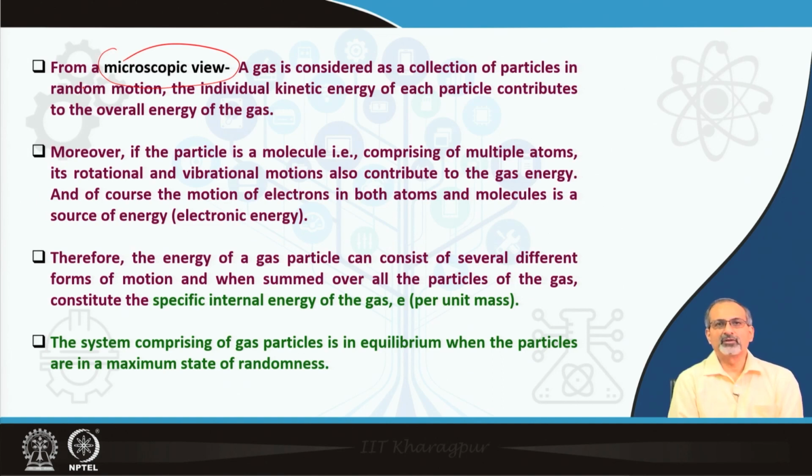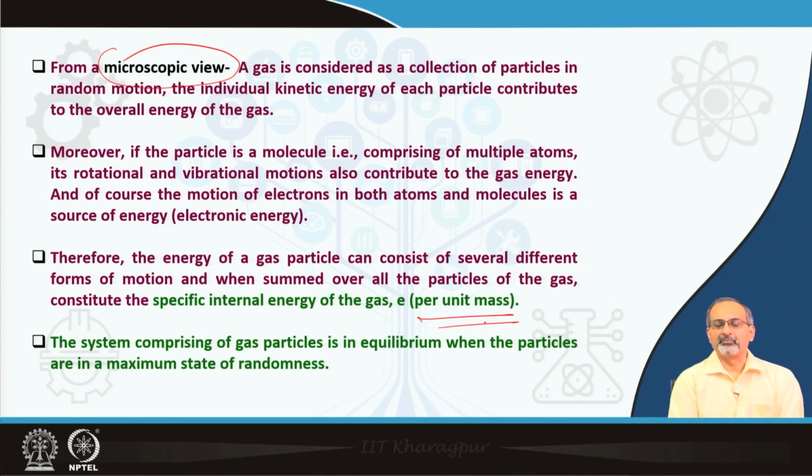And also the motion of electrons in both atoms and molecules would be a source of energy, which is basically the electronic energy. It is there for the atoms as well as molecules, along with the kinetic energy that they possess. Therefore, the energy of a gas particle can consist of several different forms, and when summed over all the particles of the gas, they constitute the specific internal energy of the gas, which is small e, the internal energy per unit mass. The system comprising gas particles is in equilibrium when the particles are in a maximum state of randomness.